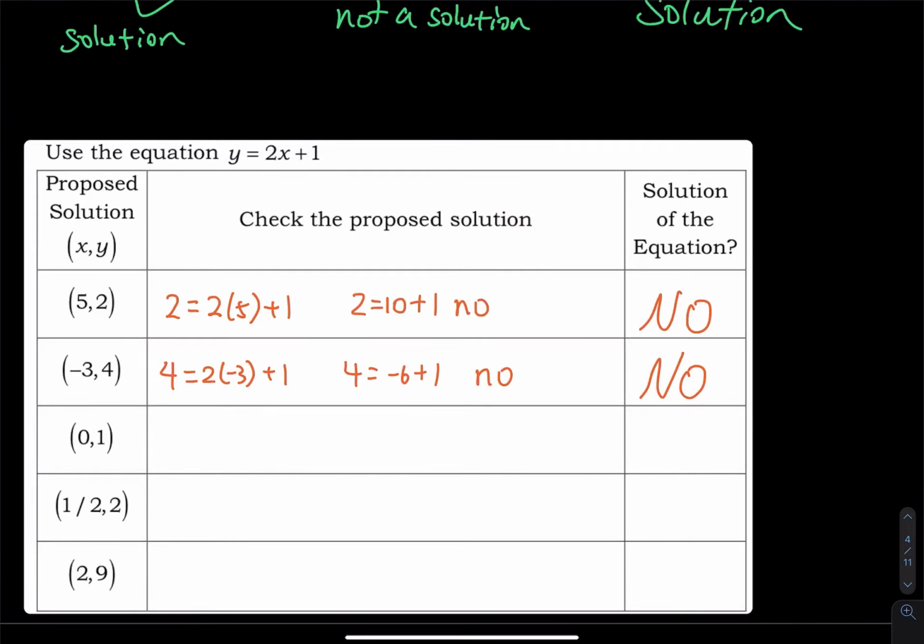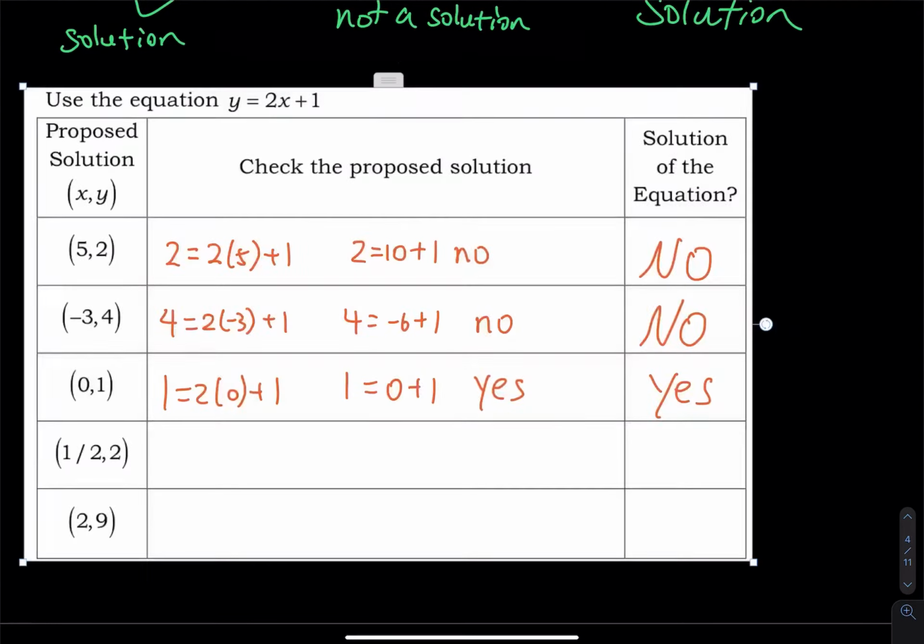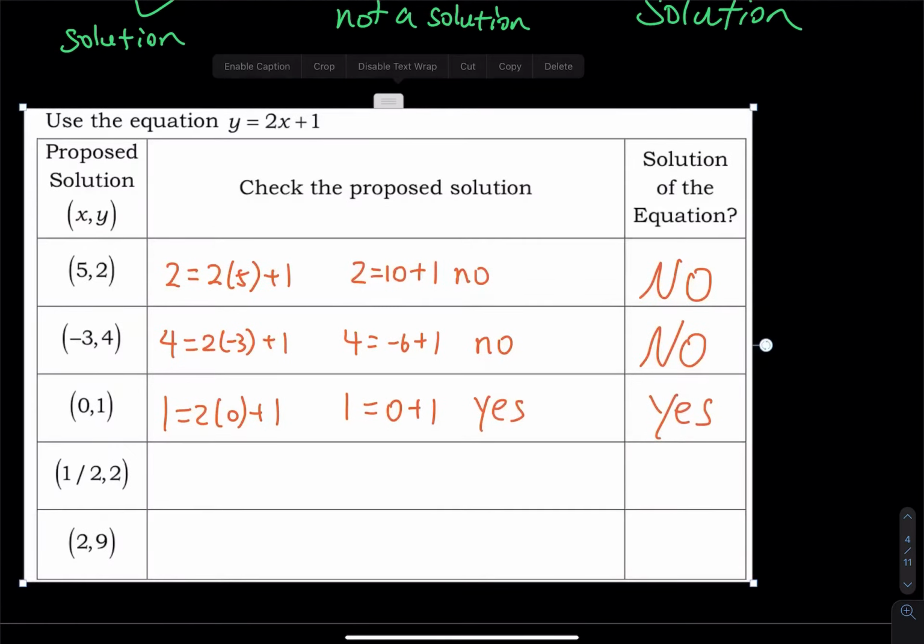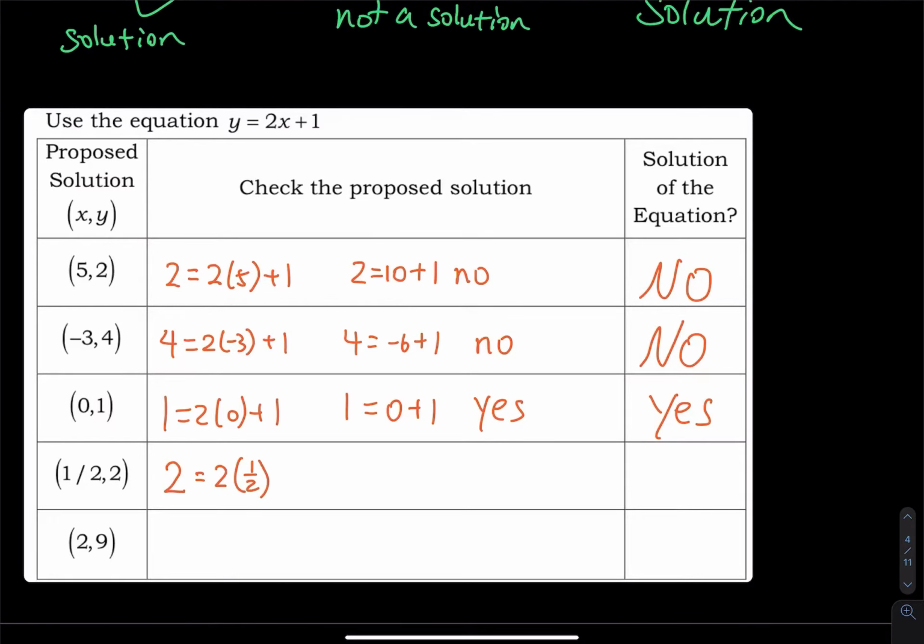And then when y equals 2, we have 2 times x plus 1, so that is 2 equals 1 plus 1, that is 2, so the given ordered pair is a solution. And then the last one, when y equals 9, we have 2 times 2 plus 1, so 9 equals 4 plus 1. 9 is not equal to 5, so this is not a solution. It is just that easy.